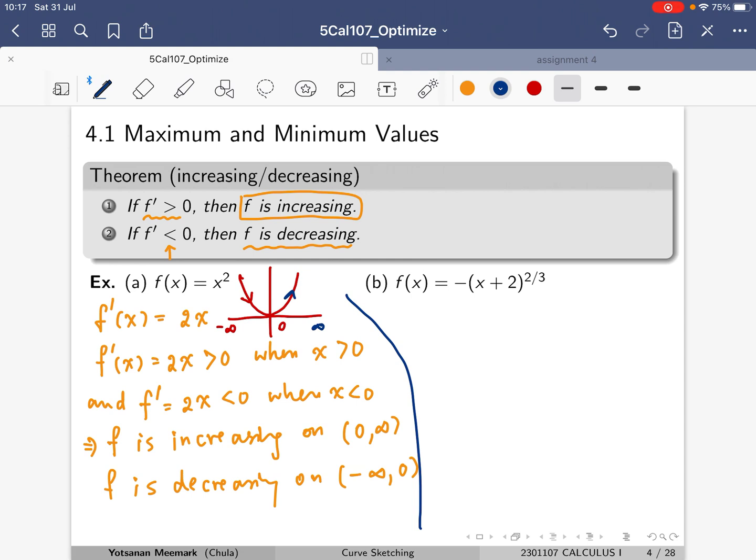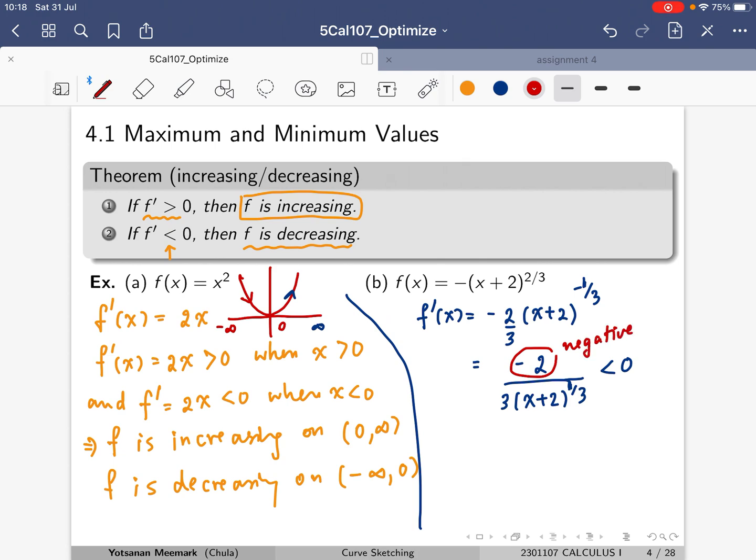Okay, so let's look at this one. This is your f of x equals negative (x plus 2) raised to the power 2/3. So your f prime equals negative 2 over 3 times (x plus 2) raised to the power negative 1/3, or negative 2 over 3 times (x plus 2) raised to the power 1/3 in the denominator, right? So this one is negative whenever, this is negative already, right?